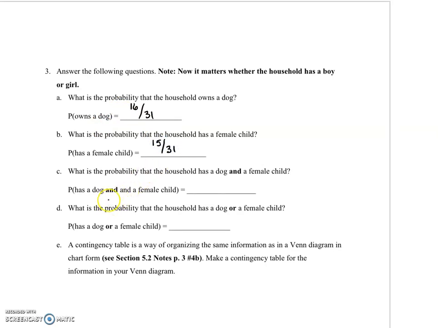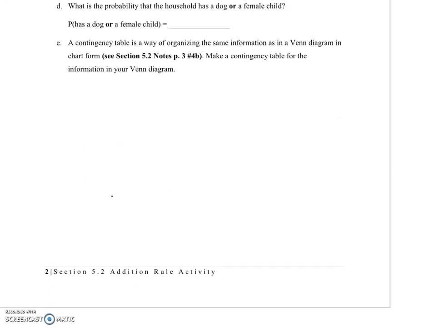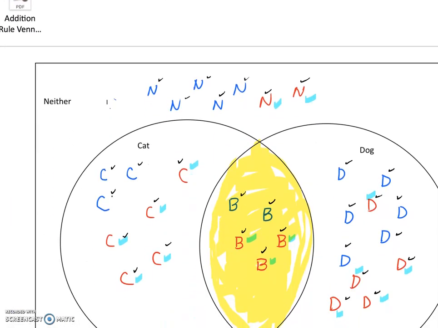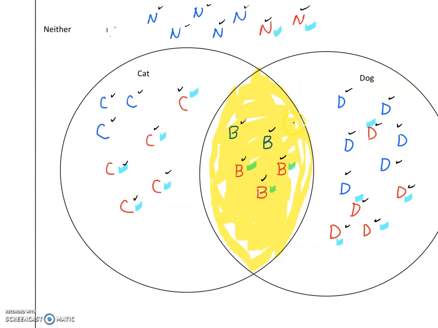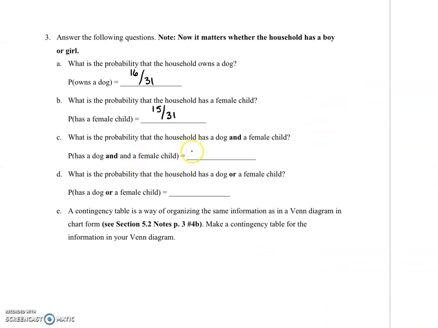Okay, now, what's the probability the household has a dog and a female child? So we need to count all the dogs that are female. So, where the child is female. So that's 1, 2, 3, 4, 5 of the red D's. And then we have 3 in the category of own both, which remember that's owning a dog. So that's 8 total. So that's 8 out of 31.